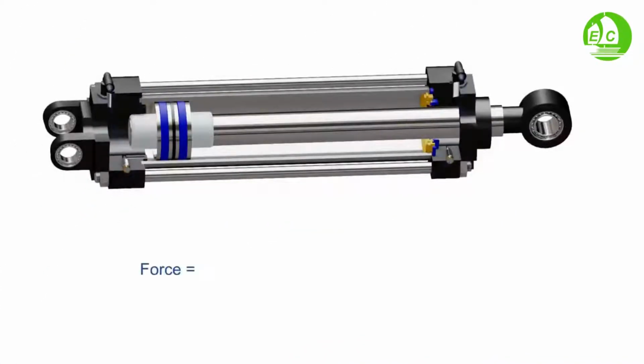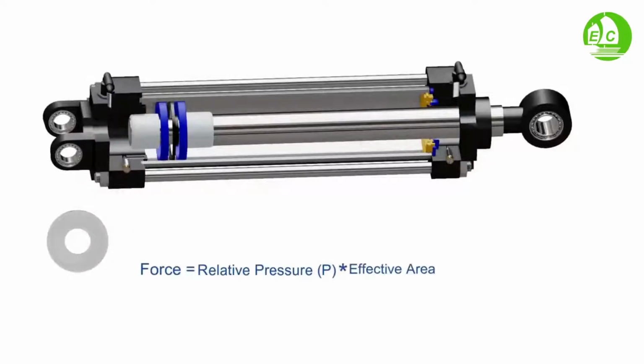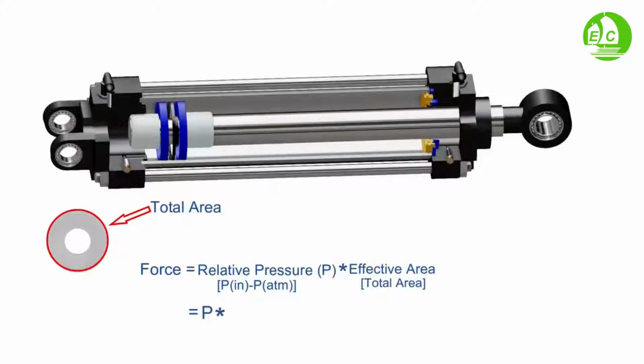The theoretical force of the actuator is the relative pressure on the piston multiplied by the effective area of the piston on which pressure is exerted. Here, the relative pressure is the pressure of supplied air minus the atmospheric pressure. During the extension stroke, compressed air can exert pressure on the total cross-sectional area of the piston. This gives us the expression of theoretical force as relative pressure multiplied by the total area of the piston.